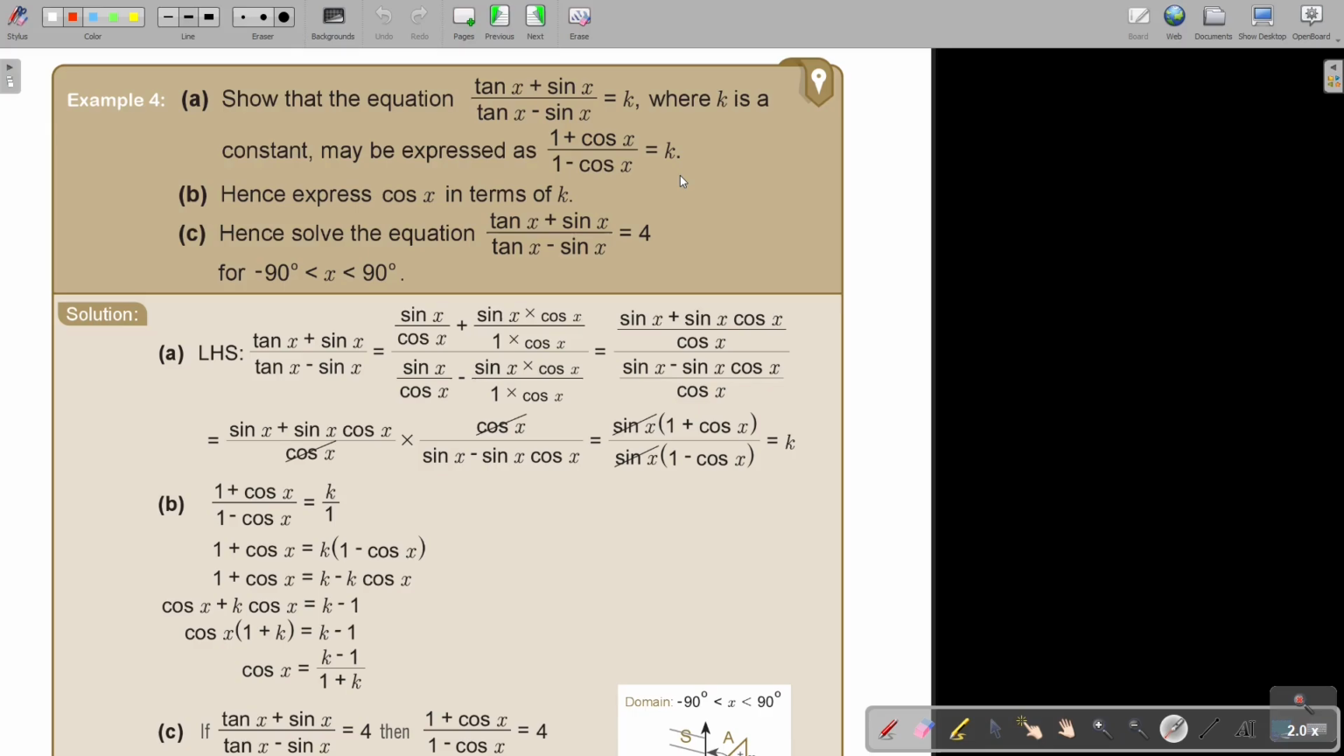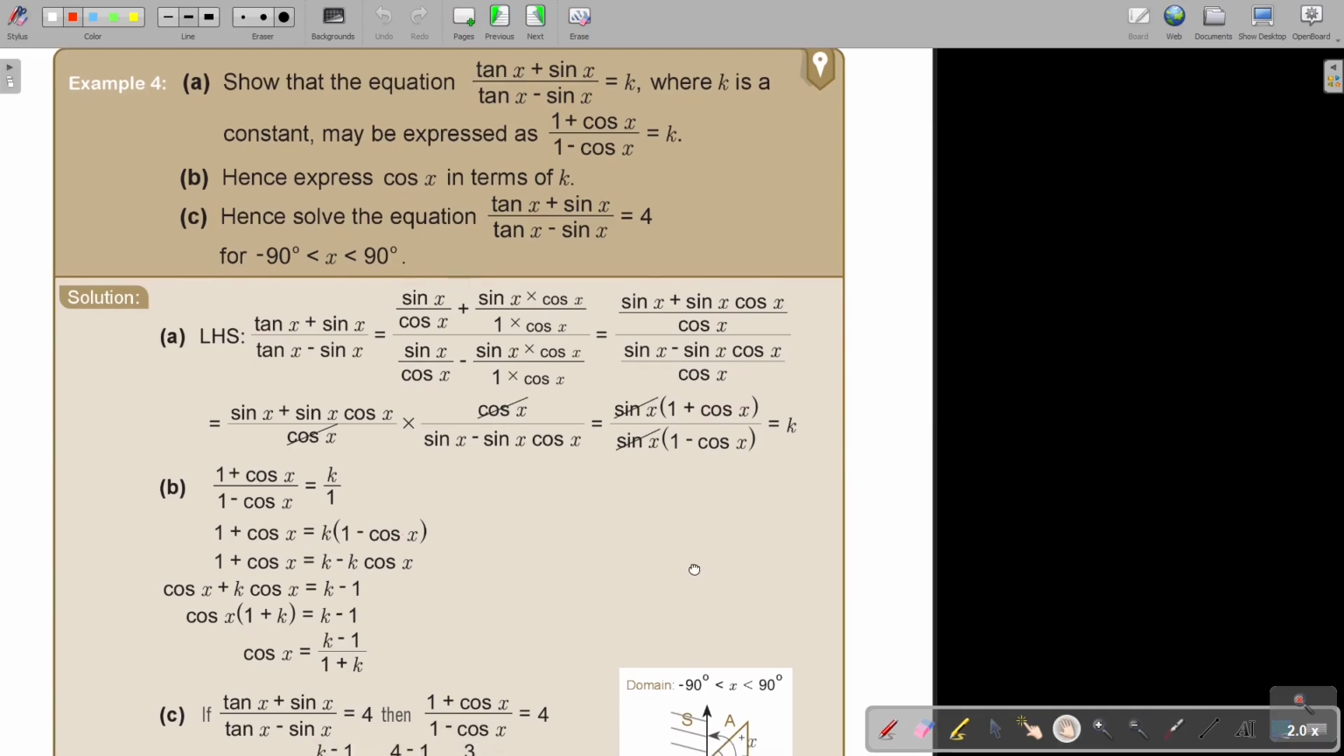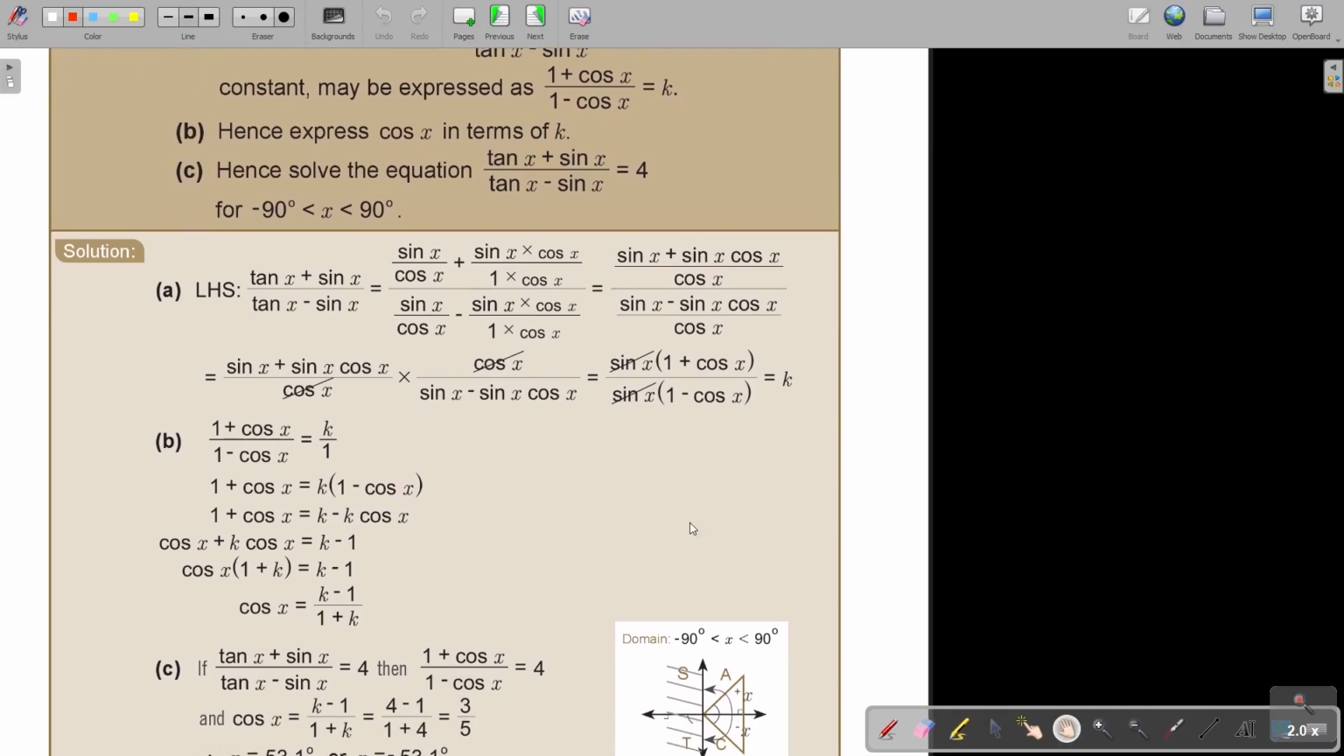Now, hence express cos x in terms of k. If this is equal to k, I'm going to get rid of the fraction, so I cross multiply. So I say 1 plus cos x equals k times (1 minus cos x). Let's just move it up. I'm going to multiply in that. Can I just show you? I multiply, and I get this.